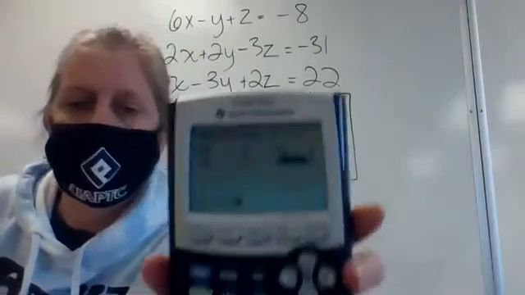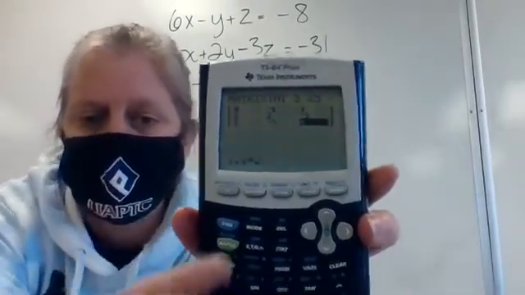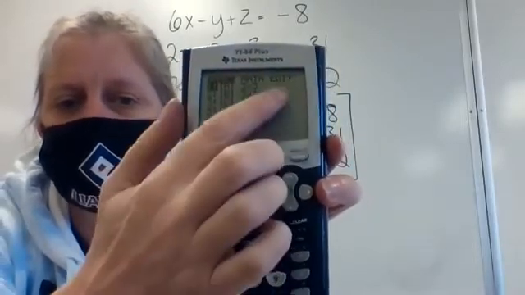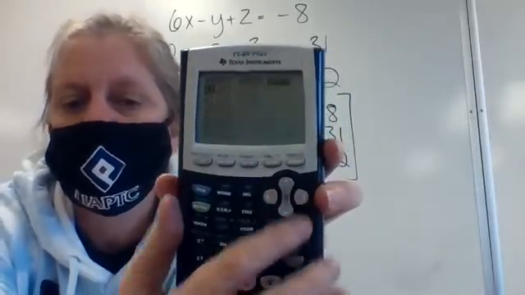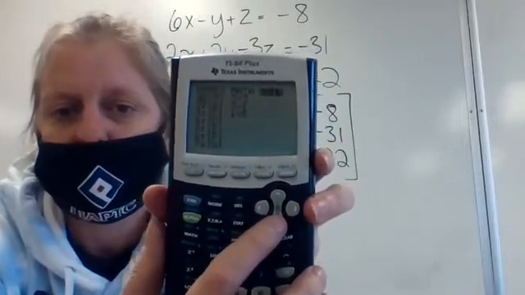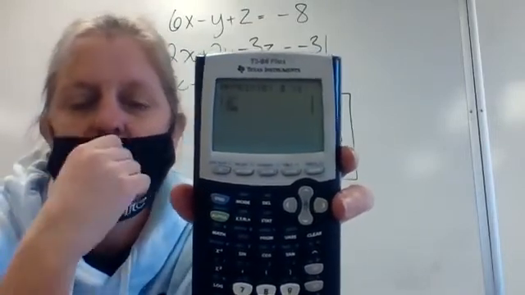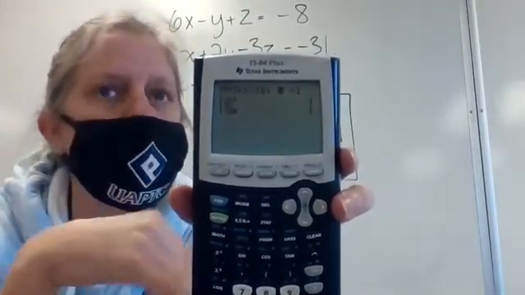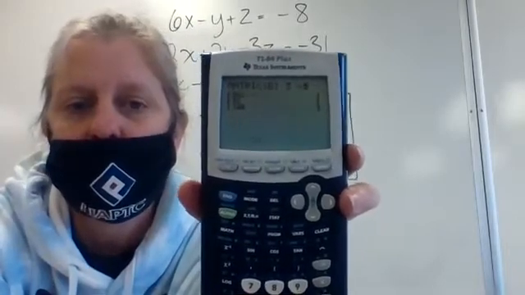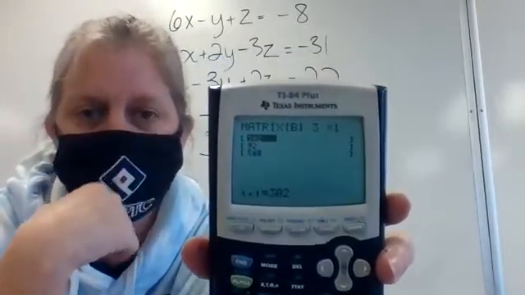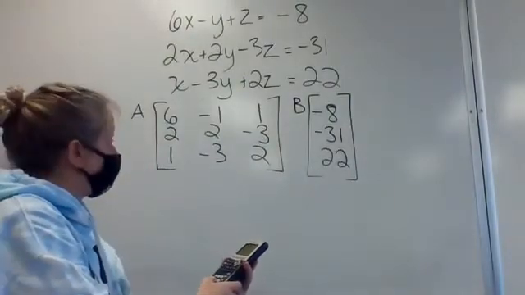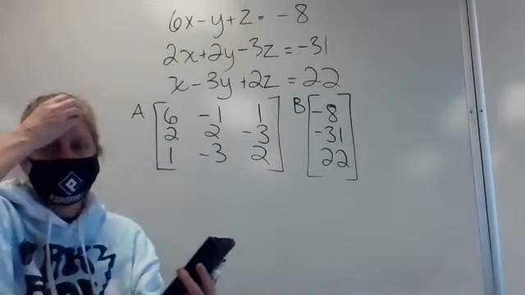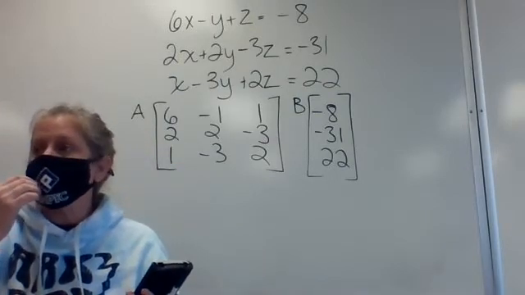So again, just create that matrix and then create the matrix B. So second matrix, still editing. So make sure you go over to edit and then go down to B. And this one is a 3 by 1, right? Because it's got 3 rows and 1 column. And enter the numbers from that matrix. So -8, -31, and 22.